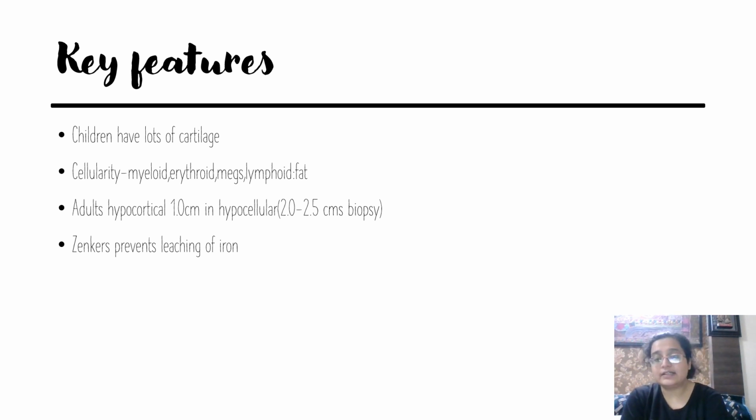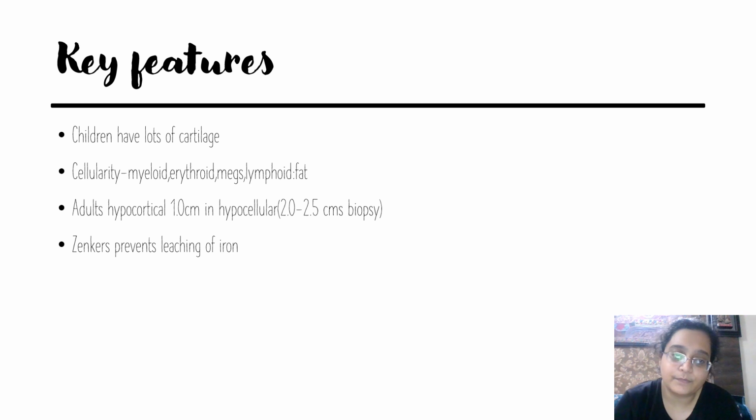So you can use Zenker's fluid, which is a fixative, which will prevent too much iron from getting chelated out. So if you want to do a pearl stain on a bone marrow biopsy, you should prefer using Zenker's fluid.